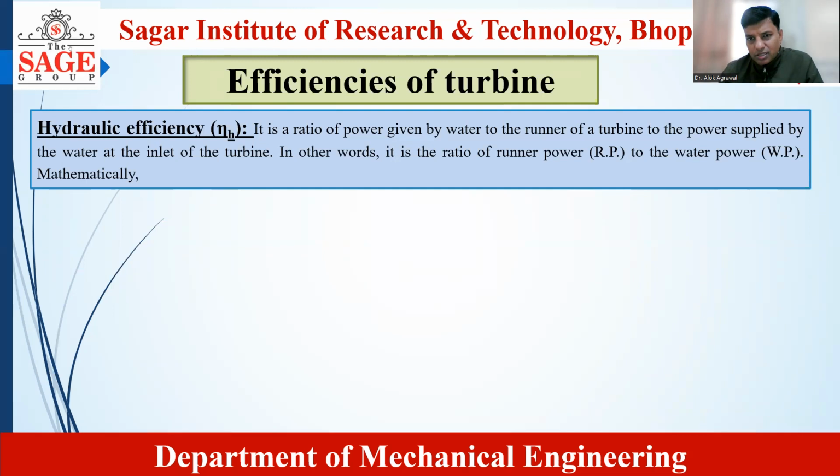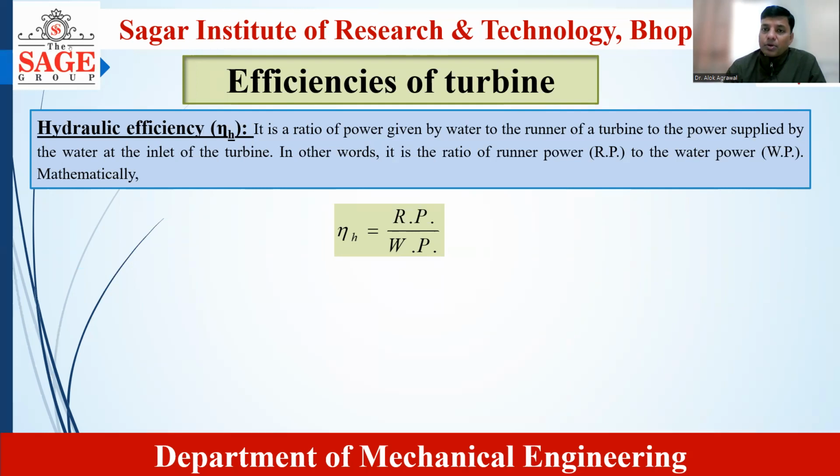So in simple words, it is the ratio of runner power to water power. Water power means how much power water is having, and runner power means how much of that power is transmitted to the runner and the runner starts rotating. What is runner? Runner is the cylindrical or circular component over which the blades are mounted. So mathematically, it is runner power divided by water power. This is hydraulic efficiency.